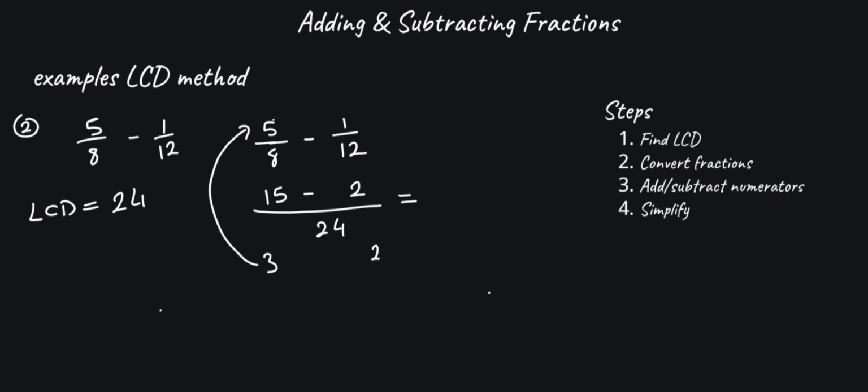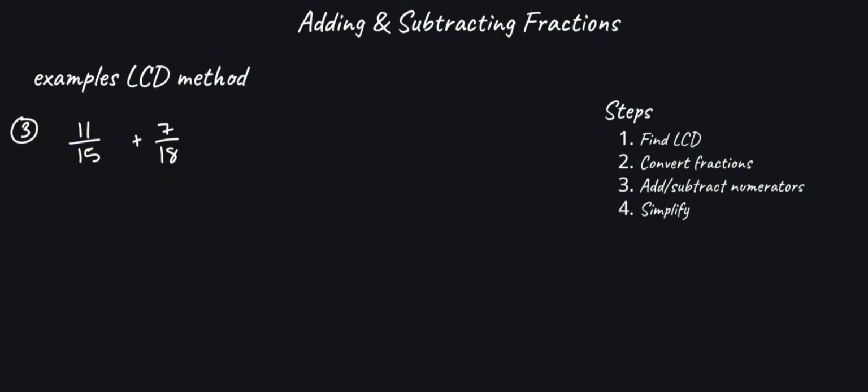Now we can subtract or add, and in this case we're subtracting it. Both of these fractions are now in terms of 24. The denominator is 24, so we're good. Now we can do our subtraction. So 15 minus 2 is 13. So our answer is 13 over 24. We can simplify it, but in this case, this is the simplest it can go. You cannot simplify it any further, so that's our answer.